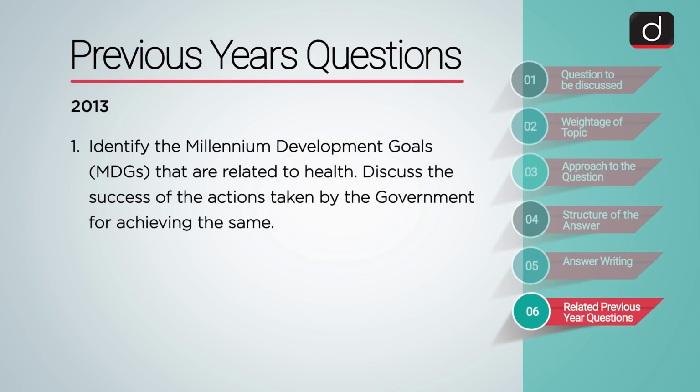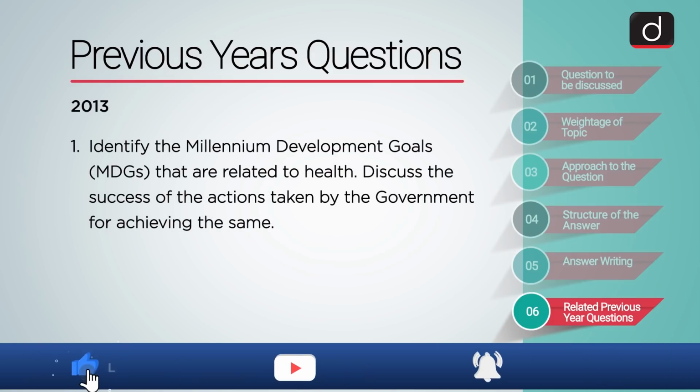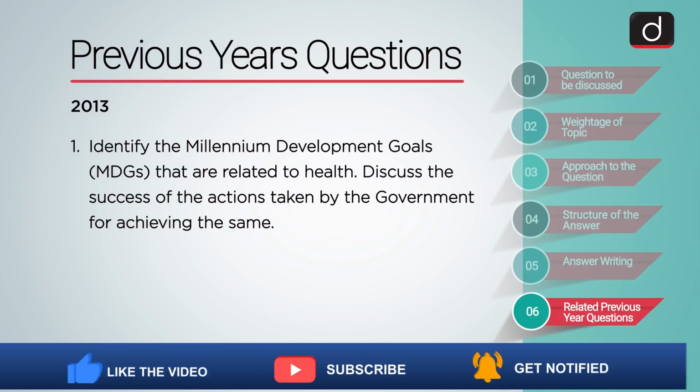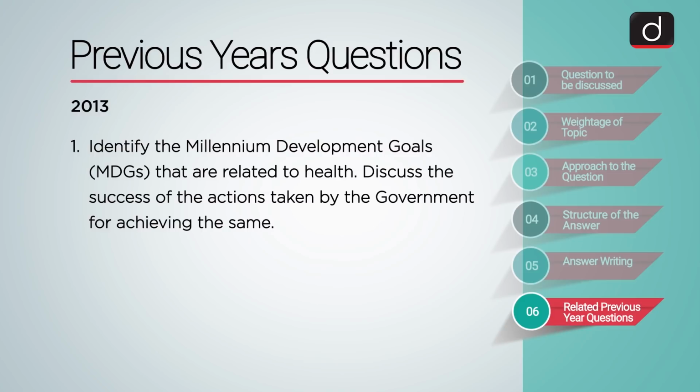In 2013, the following question was asked. Identify the Millennium Development Goals that are related to health. Discuss the issues of actions taken by the government for achieving the same.